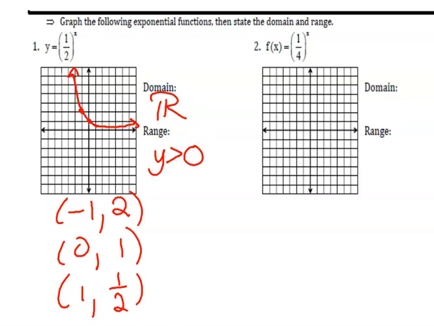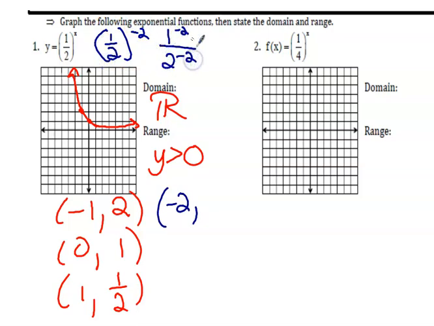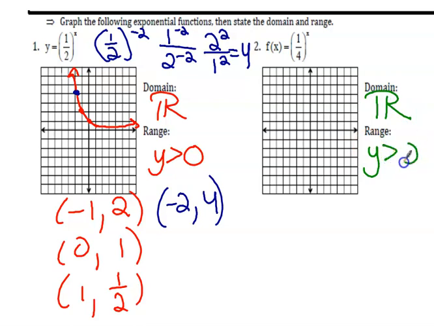Okay? If you want to keep plugging in points because you're like, my teacher needs more. Okay, plug in -2. So (1/2)^-2 means 1 to the -2 and 2 to the -2. I flip it, so I get 2 squared over 1 squared, which equals 4. Okay, so -2, 4. So over 2, up 1, 2, 3, 4. I know some teachers have some awesome tricks to use. Just ask them what they do to figure these out if it's different than this, all right? So domain for the next one, all real numbers. Range, y is greater than 0.